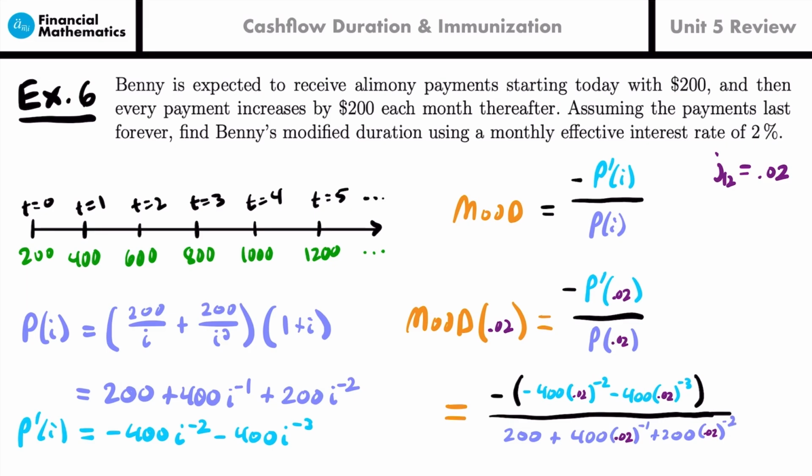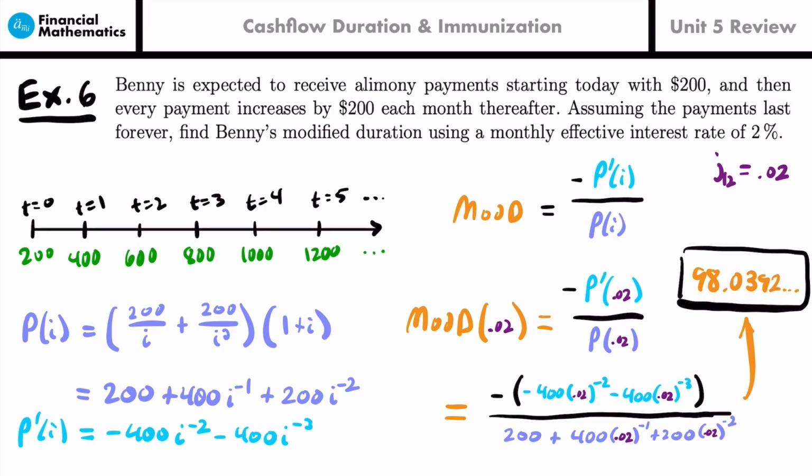Okay, that is the full calculation for the modified duration of Benny's alimony payments that go on forever. Or in other words, his arithmetic increasing perpetuity due. So if you plug this into your calculator, here's what you'll get. The modified duration for a 2% monthly effective interest rate is 98.0392 and some more decimals, but I'll round it off there. That is the final answer to this problem, okay? That is the modified duration.